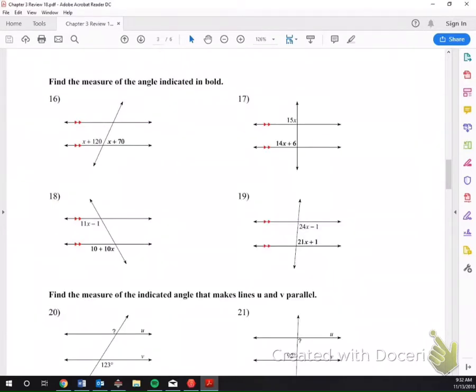So, same general idea, just amping it up a little bit. And remember what we're doing here is we're using the properties of these angle pairs. So here on number 16, they are linear, which means that they're going to add up to 180. So we go x plus 120 plus x plus 70.